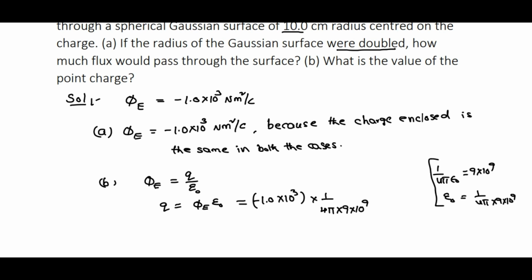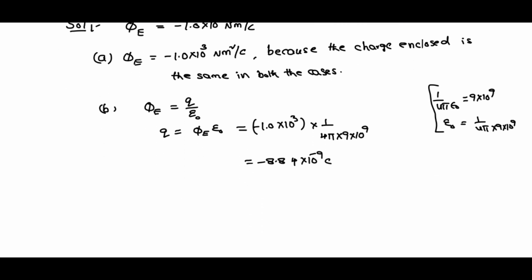So after simplification, we will get minus 8.84 into 10 power minus 9 coulomb. This one also we can write minus 8.84, 10 power minus 9 can be written as nano coulomb. So the charge is negative. That's why the flux is inward.